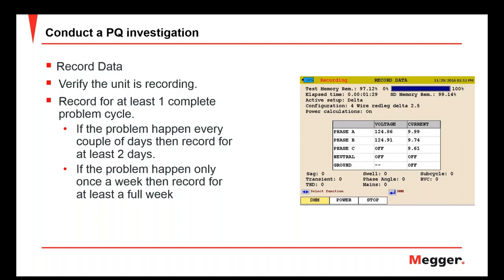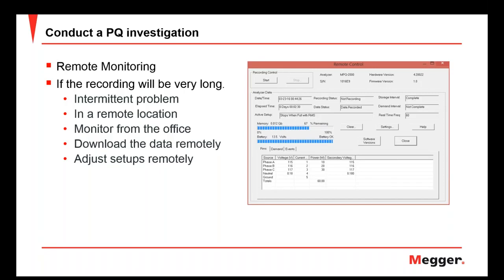We also want to make sure that we record for at least one complete cycle of the problem. What I mean by that is if someone tells me that they're having a problem with a piece of equipment that's tripping offline, I'm going to ask them, how often does it happen? If they say it happens every day, well, I've got to record for at least a day. If they tell me it happens once a week, I have to record for at least that week. If it's very intermittent, I may actually want to do remote monitoring where I hook it up to Wi-Fi or some type of Ethernet, and I can monitor remotely from my office and download the data. This way, I don't have to keep traveling back and forth between the location. So this is just a much easier way of trying to isolate or find those really intermittent problems.